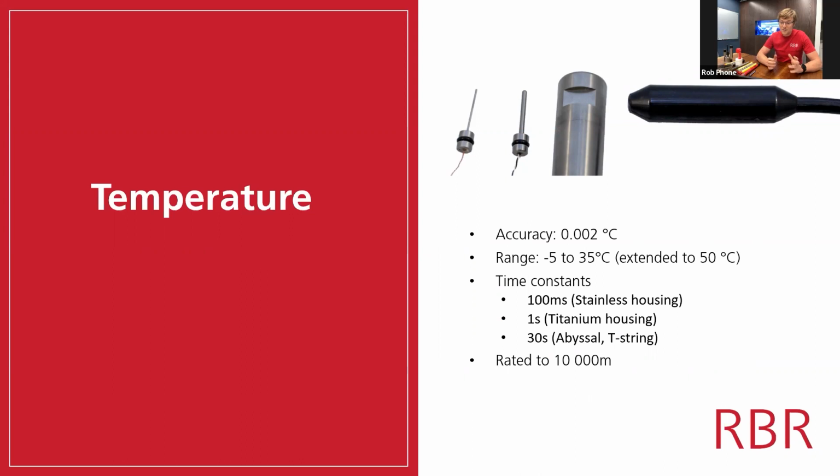So we offer a variety of temperature sensors. They come in a few different designs. They all have roughly the same accuracy and same range from -5 to 35. And they differ mostly in their time constant, which is due to the construction of the sensor. And they're all rated up to 10,000 meters.